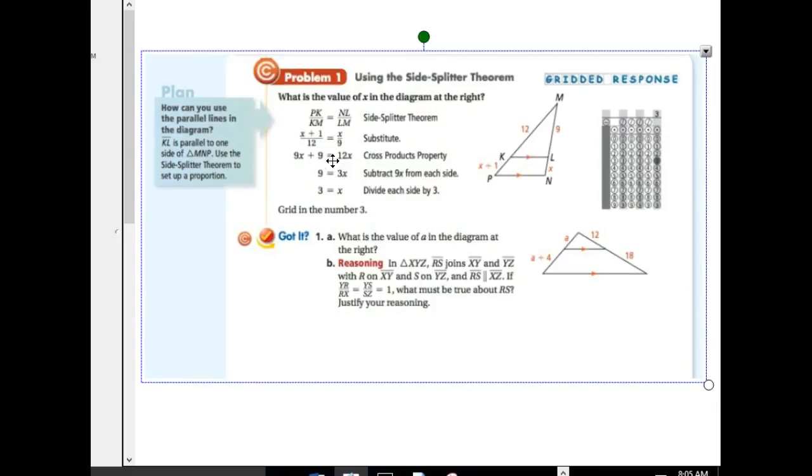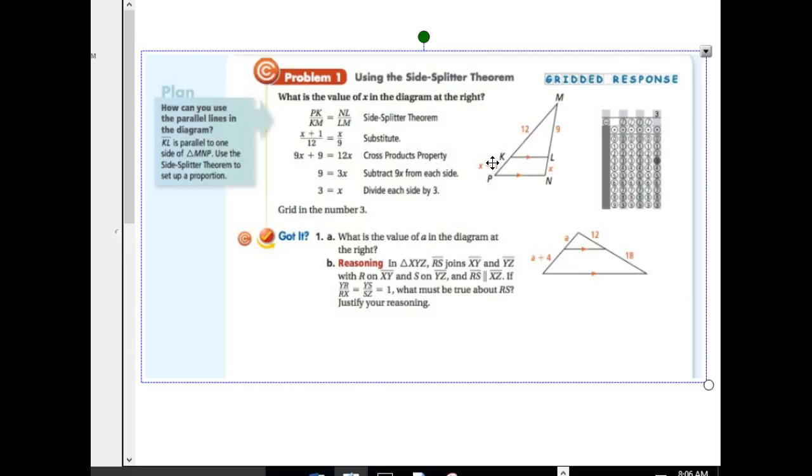Okay. Now, if I combine my x's together by taking that 9x and subtracting it over to that side, I end up with 3x. So 3x equals 9, divide both sides by 3, and x ends up being 3. So x here is 3. If you wanted to find the other one, it would be 3 plus 1 or 4 for this side right here. Okay. Now, let's look at the got it problems together.